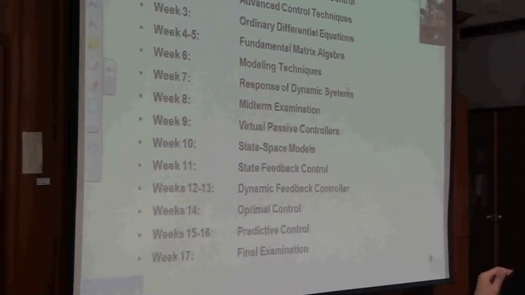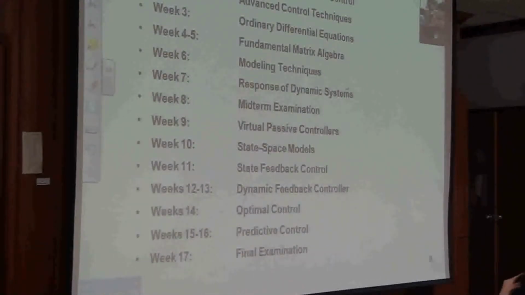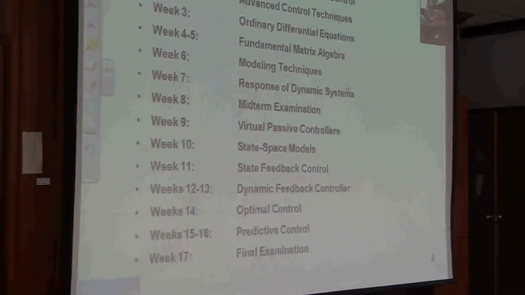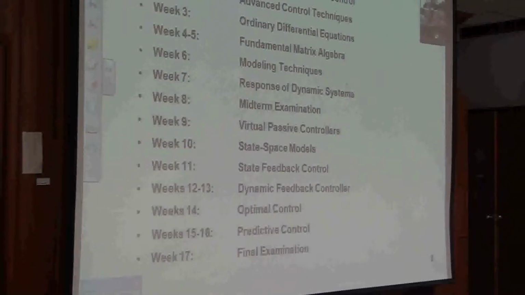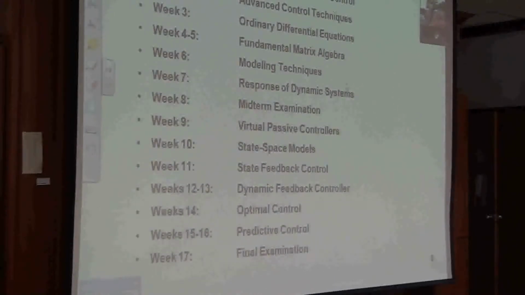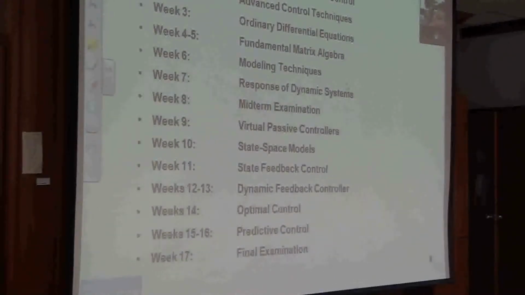Then a sequence of different types of controls will be discussed in the second part of this course, including passive control, state-space model, as I said, will be the emphasis, and feedback control, dynamic feedback control, optimal control, predictive control. Okay.